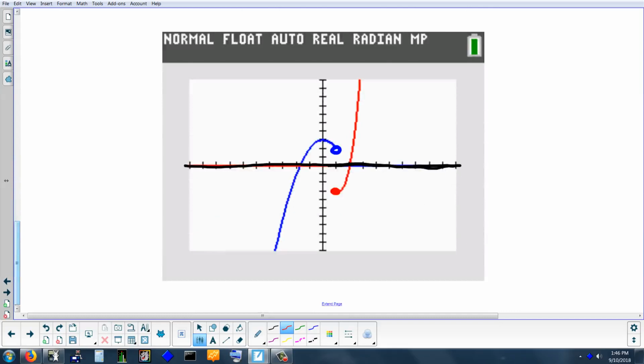Okay, questions on that? So that's a piecewise function. It's just two graphs drawn at the same time. Maybe they connect, maybe they don't. This one, they don't connect. Okay. Any questions on piecewise?